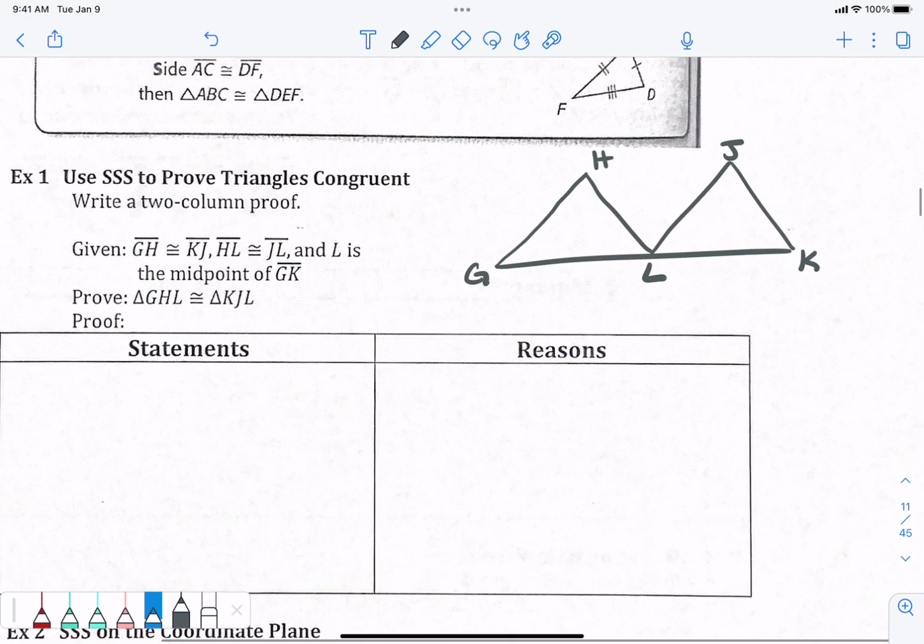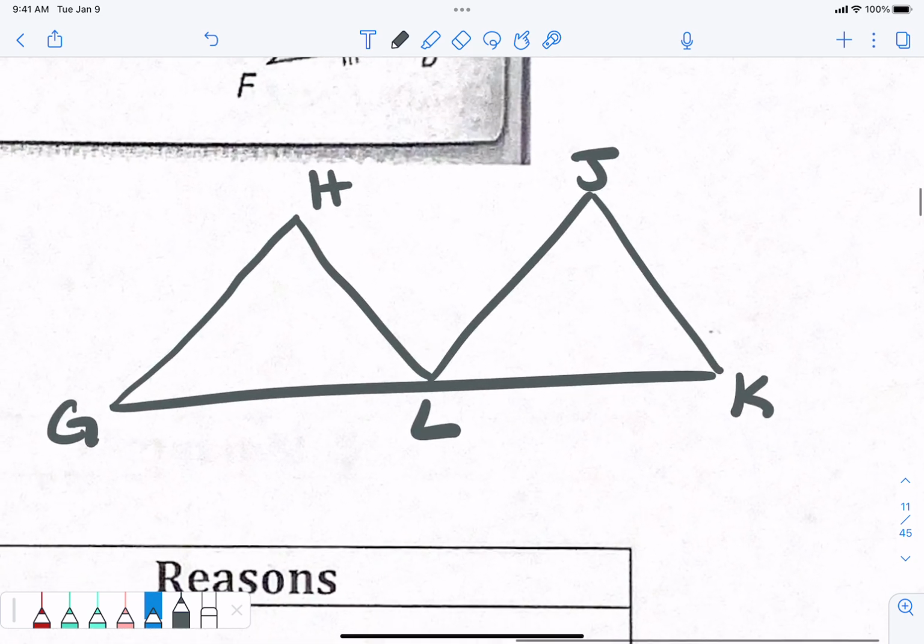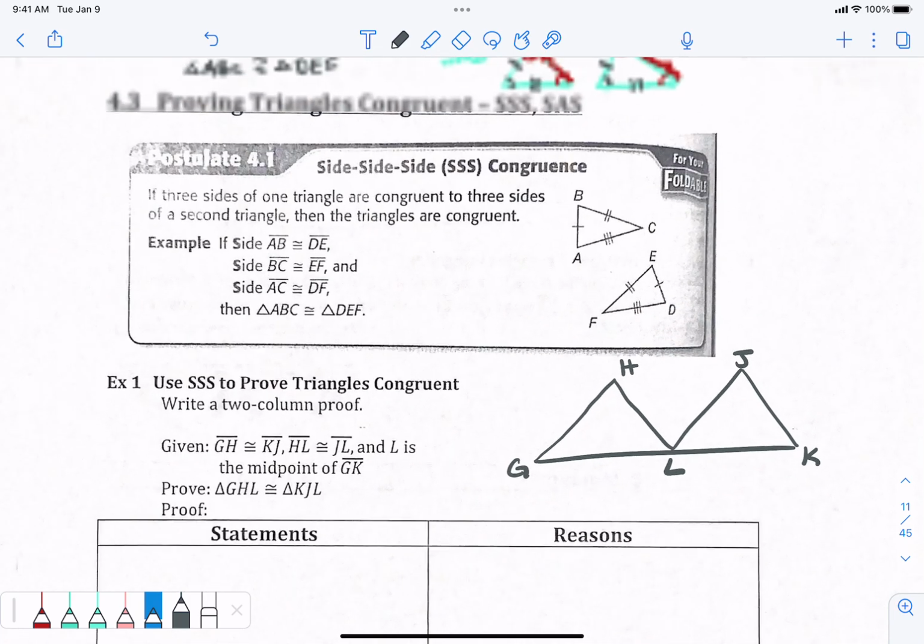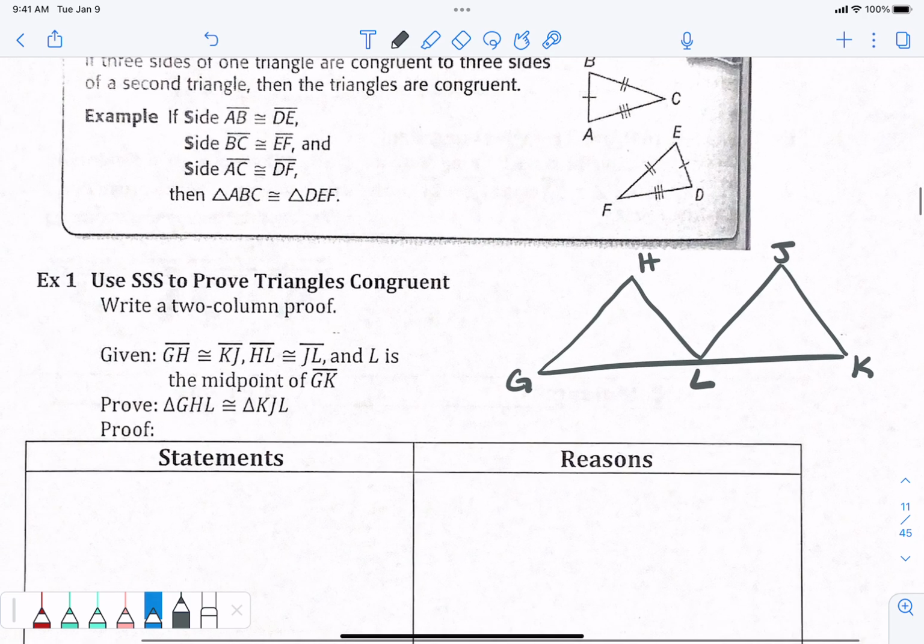Example 1. Write this diagram down because it did not get copied. Put that diagram on example 1. There's HJGLK. Add that to your notes. On example 1, we don't have a diagram, so you need a diagram on example 1. Okay, that's what the diagram looks like.